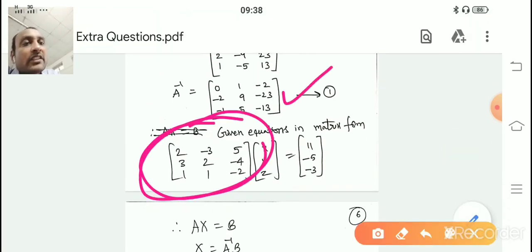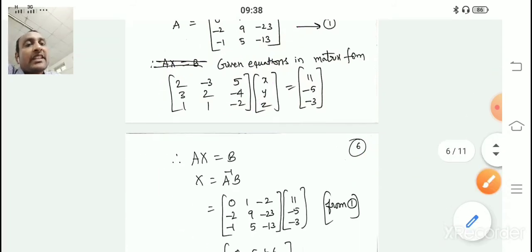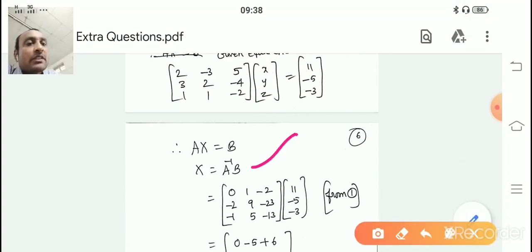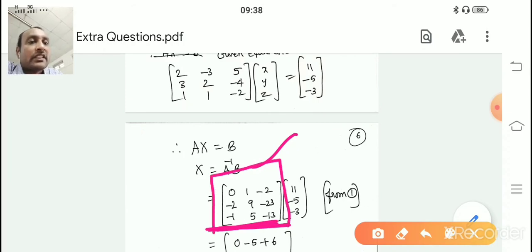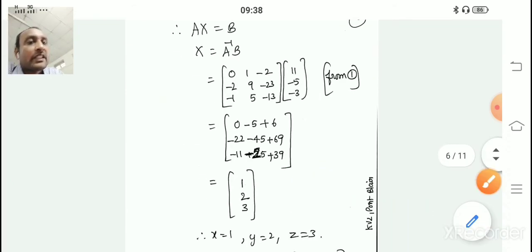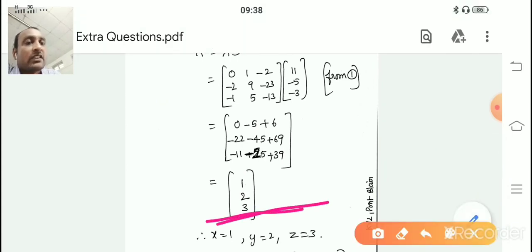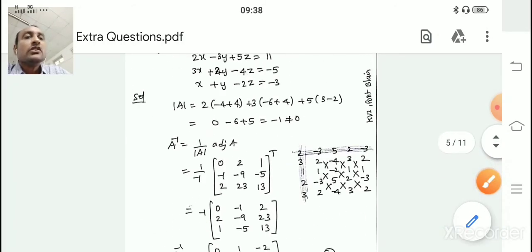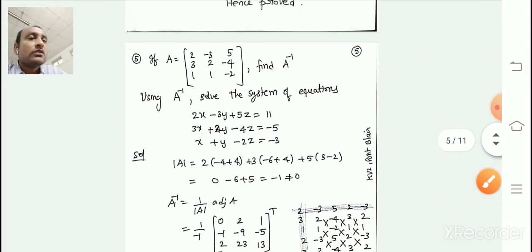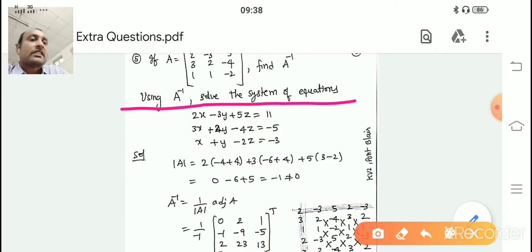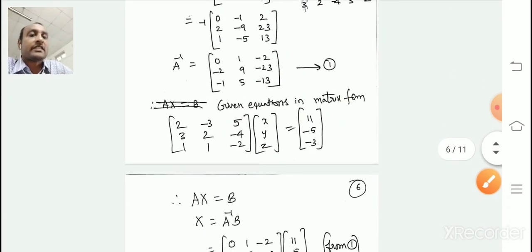So the inverse is already found in part 1. Immediately, while writing X is equal to A inverse B, whatever you got from part 1, this is A inverse, already you found it, you put it here and multiply, then you get the values of x, y, z as 1, 2, 3. Here I have not done the whole process of finding A inverse again, because I already found the inverse and am using it here. That is what they are telling: using A inverse, solve the equations. Okay, hope you understand. Next model.